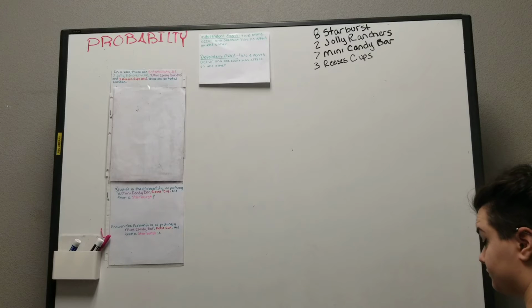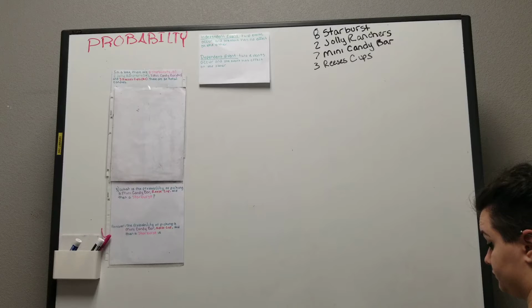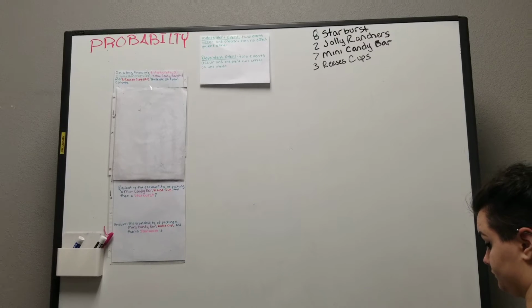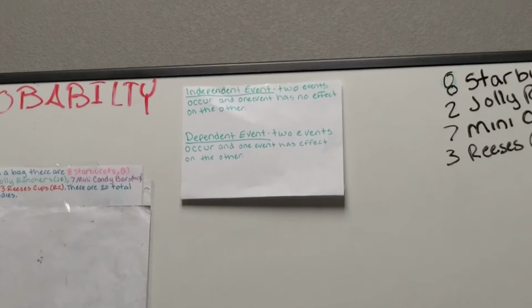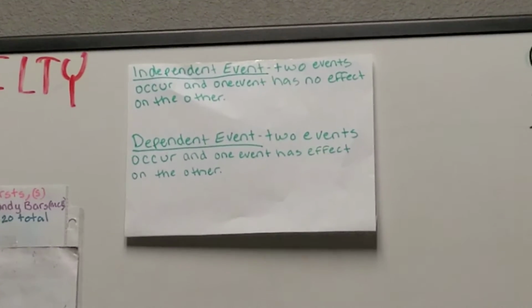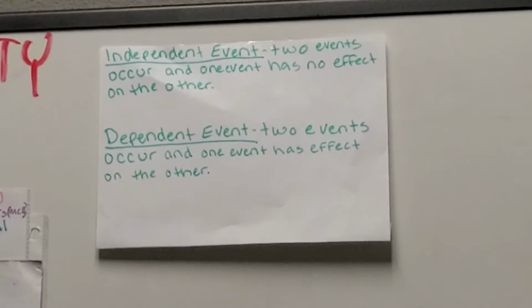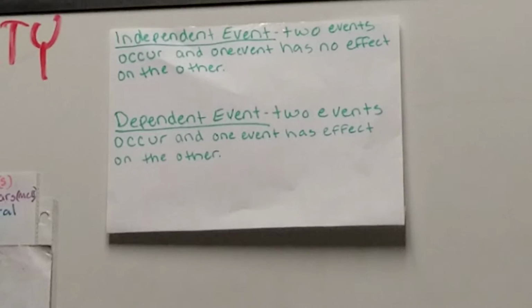This is Katie and Divya and Tristan, and we are working out probability with independent and dependent events. The definition of an independent event is two events occur and one event has no effect on the other. A dependent event is two events occur and one has an effect on the other.